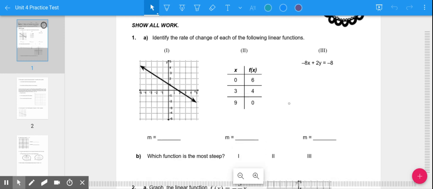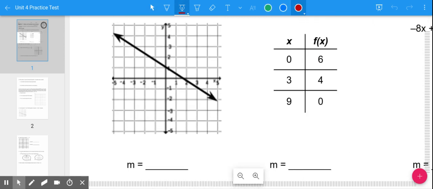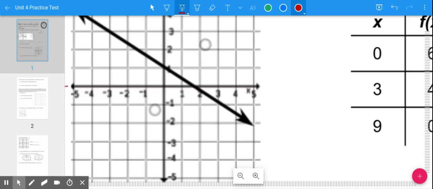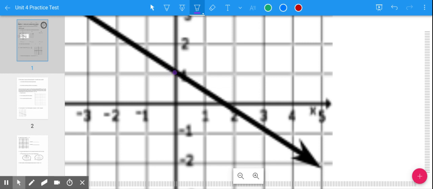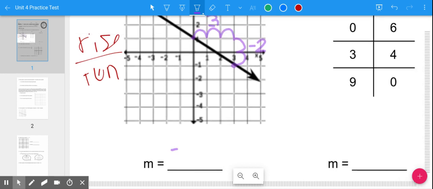So the first problem says identify the rate of change of each of the following linear functions. So we're going to find the rate of change, which is also our slope of each of the functions. So for our graph, we find the rate of change by doing our rise over our run. So on this graph, I'm going to pick 2 points. So this will be a point, and this will be a point. So I'm rising 1, 2, and I'm running 1, 2, 3. I'm going down, so this would be a -2. So your slope on this line would be -2/3.